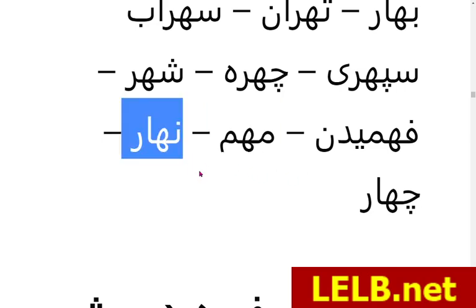Nahar, lunch, one of the meals. Chehar means the number 4. So these are the examples of the middle hey do cheshm, and we have 2 other types of hey do cheshm.